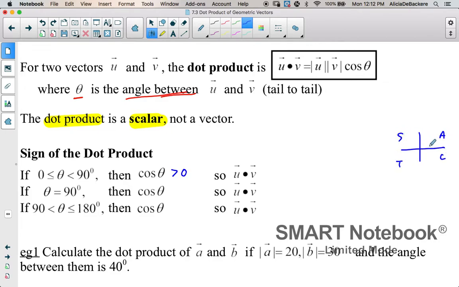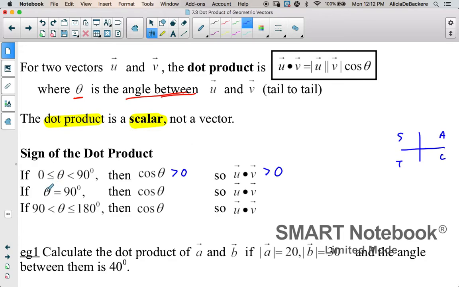If the angle is between 0 and 90, then I'm in this quadrant here, and all the ratios are positive, so cosine is positive. And so that tells me that I'm going to have a positive number at the end times a magnitude times a magnitude. And magnitudes are lengths, so they are positive as well. So this answer is going to be a positive answer overall.